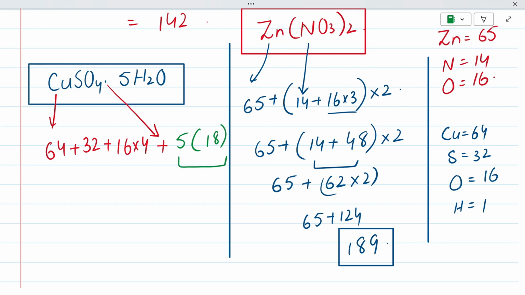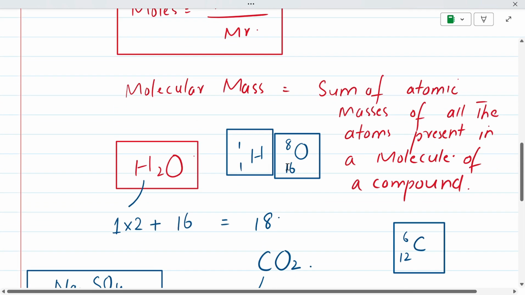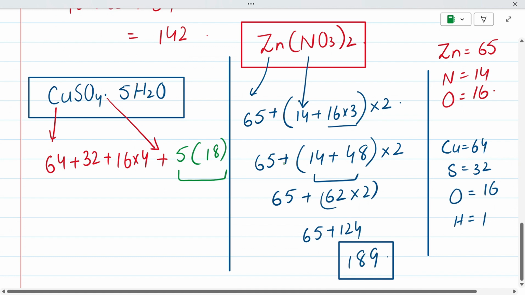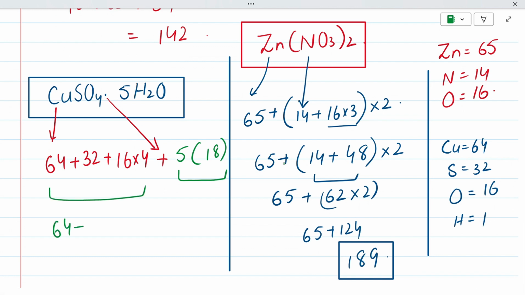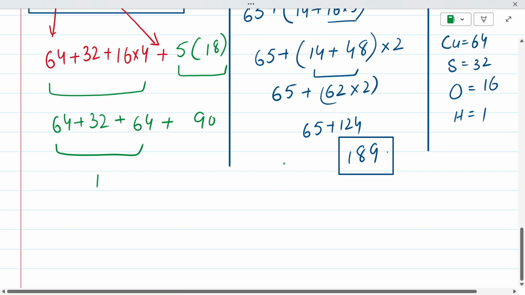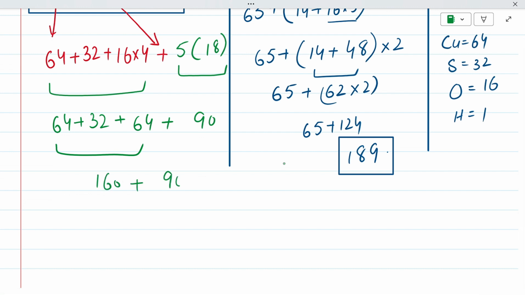Where did the 18 come from? Water is 18. We just figured out that water is 18. So you just have to plug in the values and you will get the answer. If you do it correctly, what is the answer? 64 plus 32 plus 16 fours are 64, plus 90. Add these together: 64 and 64 is 128, and 132 is going to be 160, plus 90, and 250 is the answer.